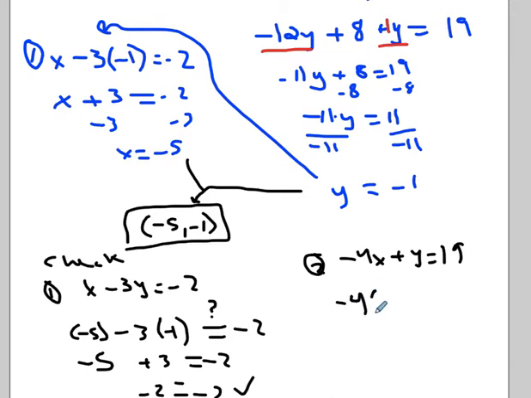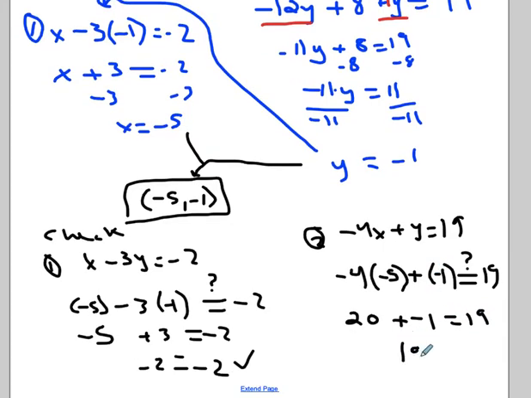So we're going to check our point to make sure that this is a point that's on that line. If I replace the x with negative 5 and the y with negative 1, I am checking, do I get something that's true? Well, negative 4 times negative 5 is positive 20. Two negatives multiplied make a positive. Plus negative 1, well, certainly 20 minus 1 is 19. Does 19 equal 19? Yeah.